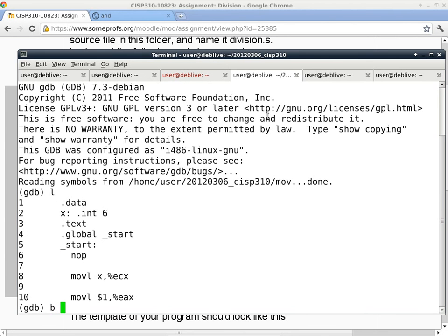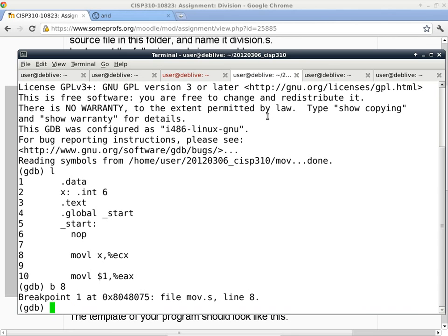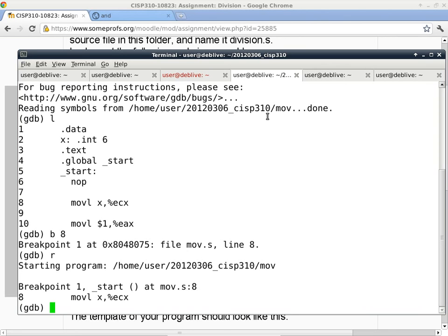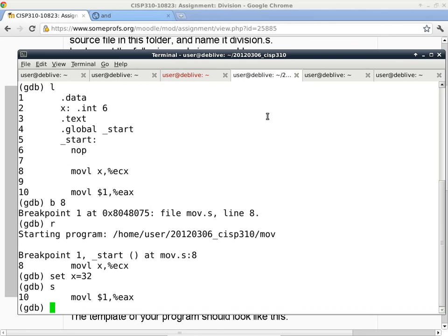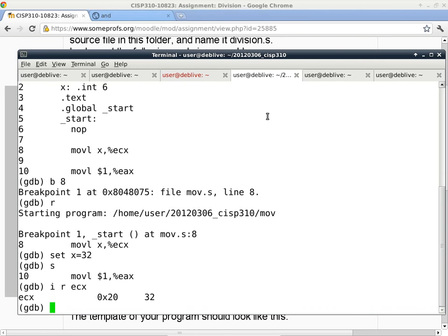Okay, put a breakpoint on line 8 here. What you do is you just run the program, at least up to the point where you will start to use the value the first time, and then you say set x equals a particular value. So if I want to test x being 32, I will set x as 32, and then when I single step the program, I would check ECX, and ECX becomes 32, because set x equals 32 actually changes the memory content at label x to become 32 as a 32-bit number too.